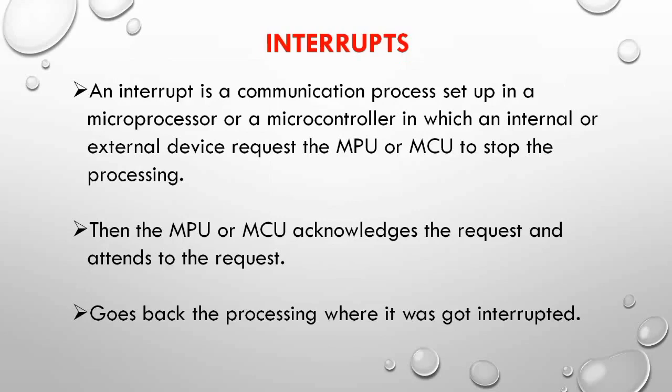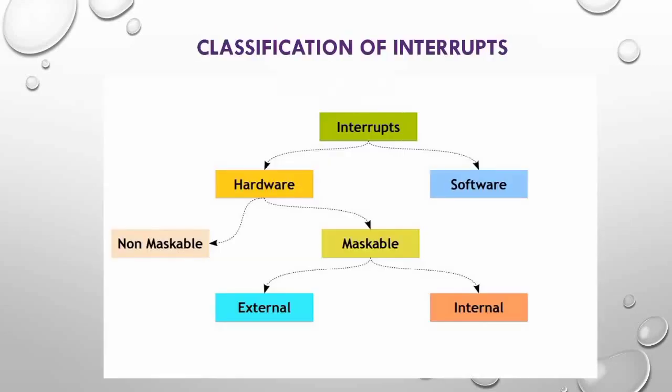Interrupt. An interrupt is a communication process set up in a microprocessor or microcontroller in which an internal or external device requires the MPU or MCU to stop the processing. Then the MPU or MCU acknowledges the request, attends to it, and goes back to the processing where it was. Classification of interrupt.